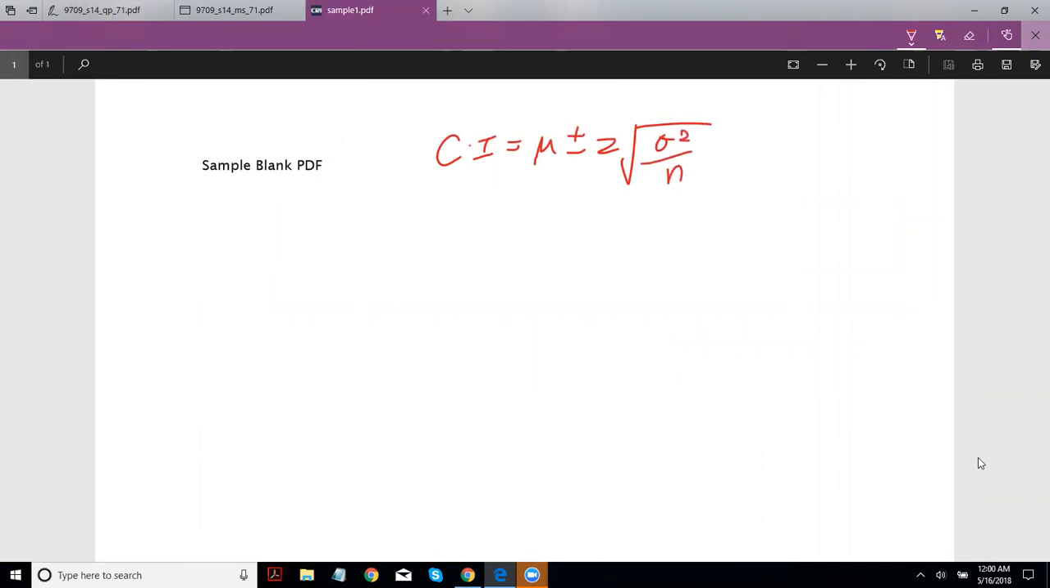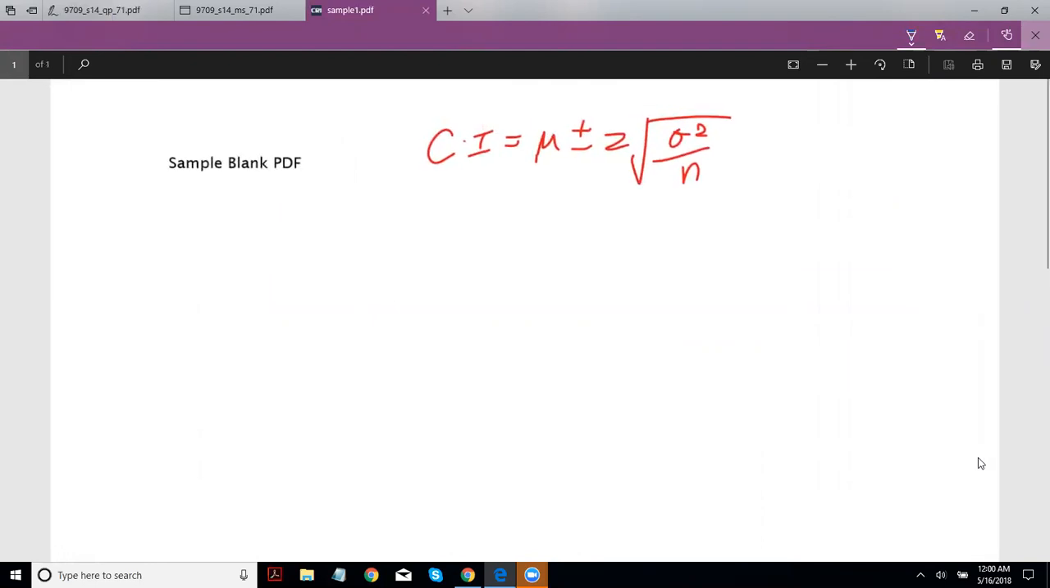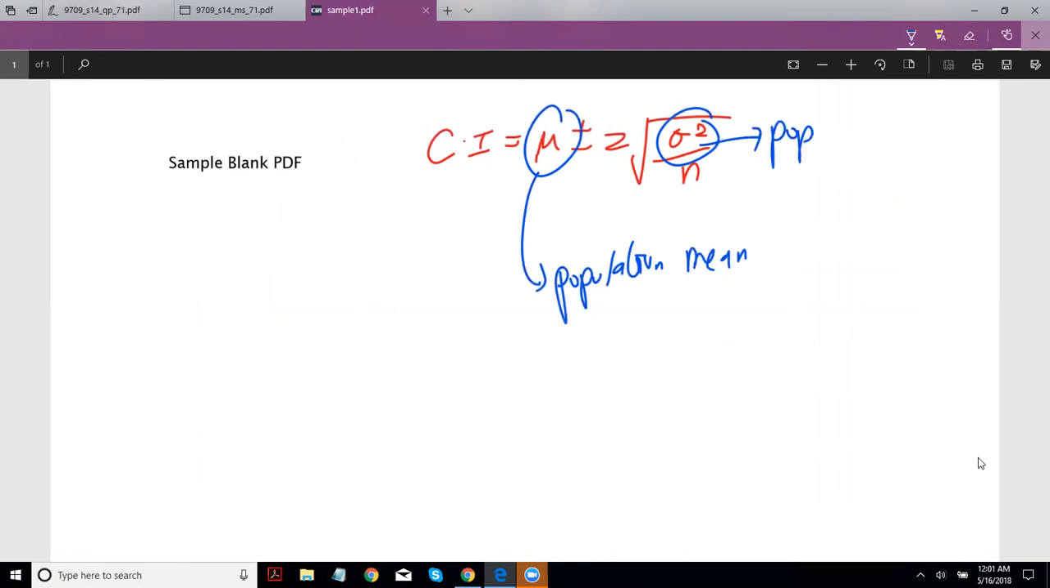Variance upon n. Now, the thing that you have to be a little clear about here is what these two particular symbols are denoting. They're not just denoting mean or sigma square. You have to be a little more specific here. This is population mean, and this is population variance.